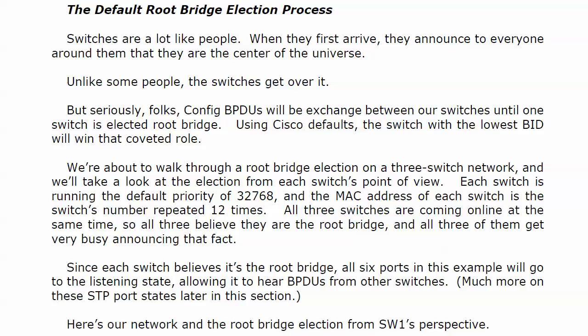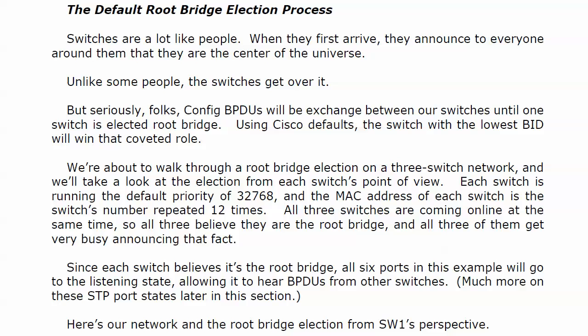Configuration BPDUs are going to be exchanged between our switches until one switch is elected the root bridge. And using Cisco defaults, the switch with the lowest BID is going to win that role. We know that. Now we're going to walk through a root bridge election on a 3-switch network, and we're going to take a look at the election from each switch's point of view. Each switch is running that default priority, 32768, and the MAC address of each switch is the switch's number repeated 12 times. All 3 switches, through the magic of science or witchcraft, are coming online at the exact same time, so all 3 of them believe that they are the root bridge, and all 3 of them get very, very busy announcing that important fact.